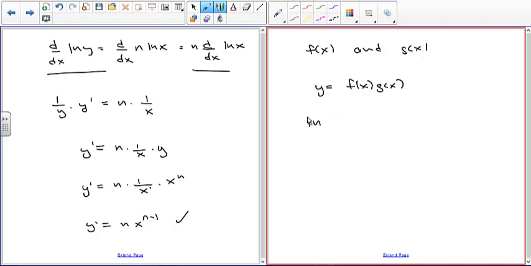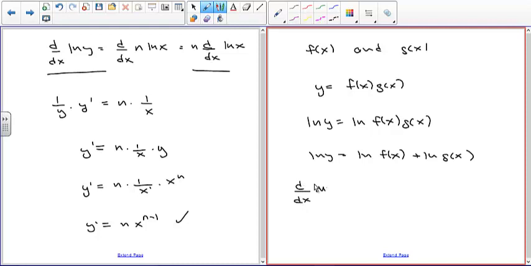So if I use logarithmic differentiation, I would take the natural log of both sides, and then I'd use the properties of logarithms. So I can break that product up into a sum. The natural log of a times b is the natural log of a plus the natural log of b. So that's my simplification. I've changed the product into a sum. Then I would take the derivative of both sides with respect to x.